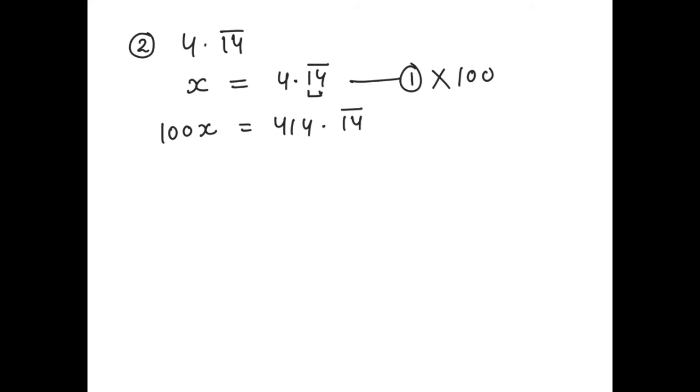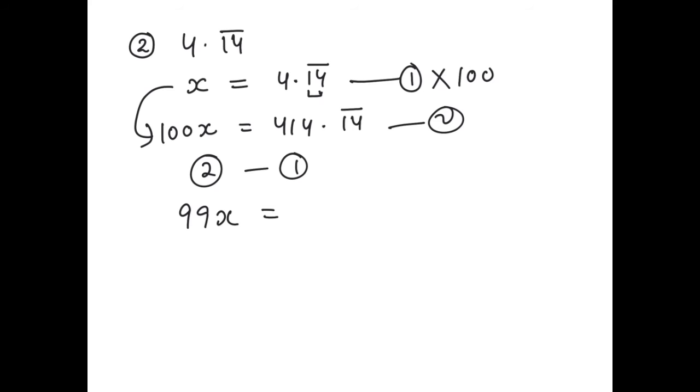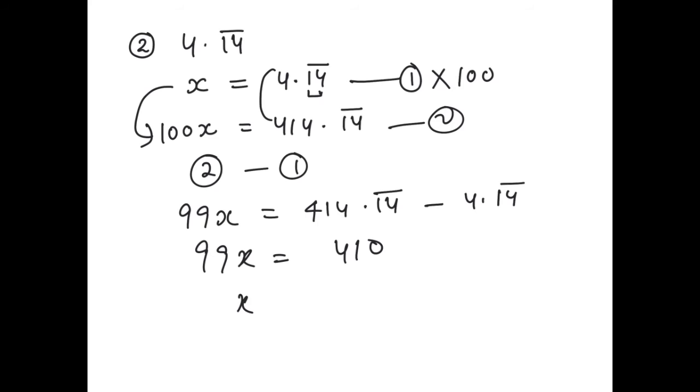414.14 repeating. Now we need to subtract equation 1 from 2. If you subtract x from 100x, you will get 99x. And on this side you get 414.14 repeating minus 4.14 repeating, so it will be 410. So x will be 410 divided by 99. Now we check if we can simplify this further. I don't find any number which can simplify it more. So this is our answer.